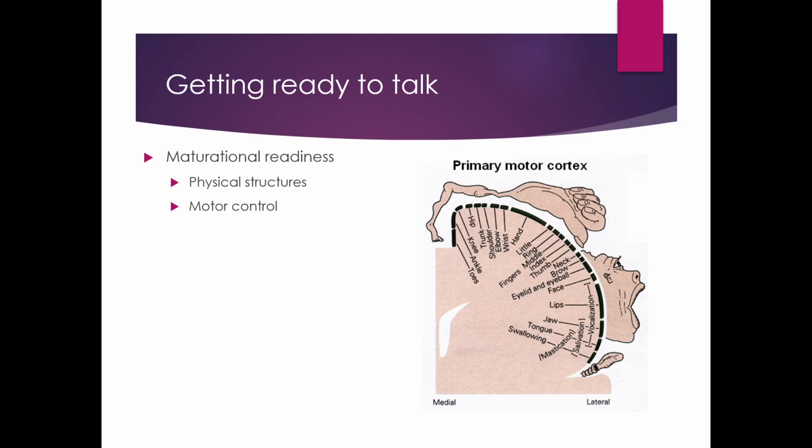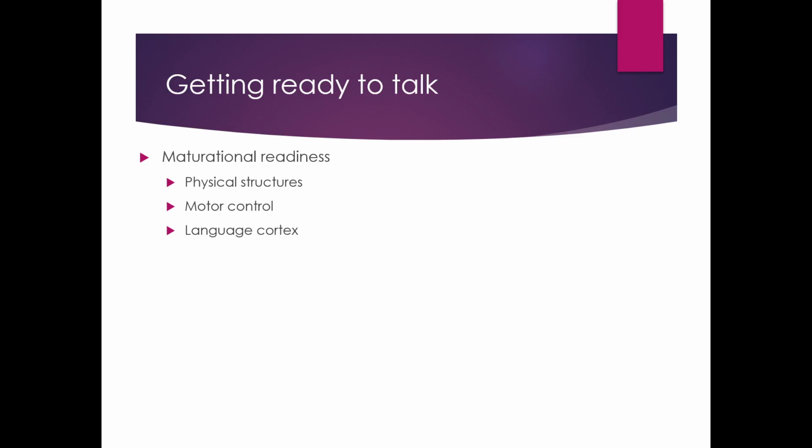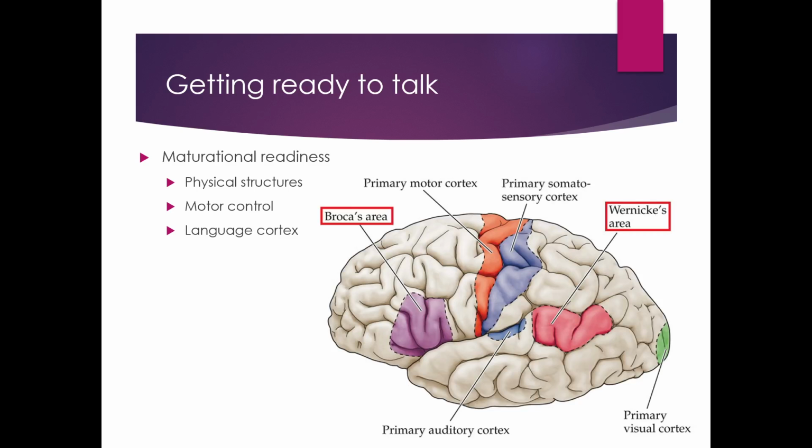Until you've wired up that part of the motor cortex, you're not going to have control over those parts of the body. So as those parts of the body are maturing and getting ready to be used in a linguistic way, the motor cortex is wiring up to be able to control them. And then finally, there's the language cortex that needs to develop. We've talked about Wernicke's area and Broca's area previously, so here's a nice picture of the brain. Wernicke's area being the pink area and Broca's area being the purple area. Wernicke's area develops first, and it's the part of the brain that processes incoming language.